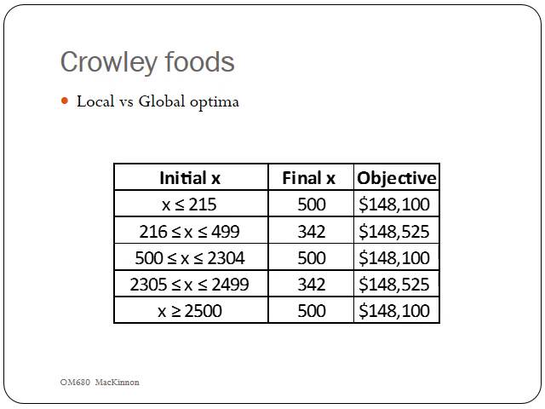So if the initial x value is less than 215, then our final value is 500. If it's between 216 and 499, we get 342. Then if we go above 500 but less than 2304, it's back up to 500. After 2305, it's 342, and so on.